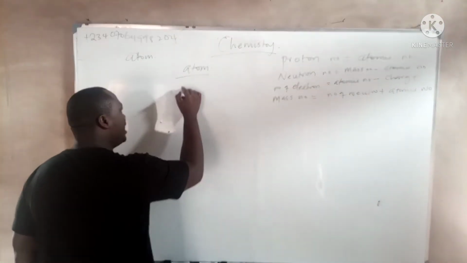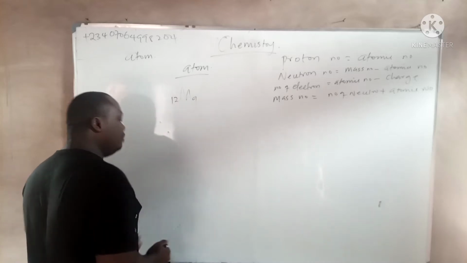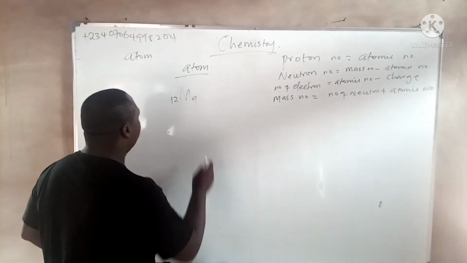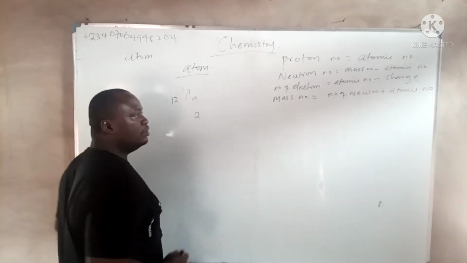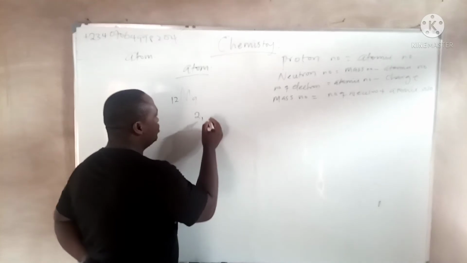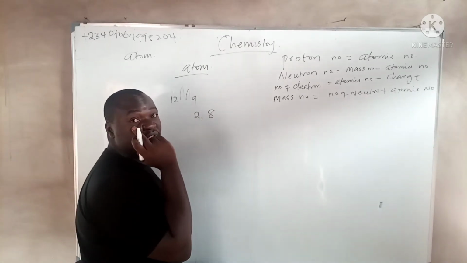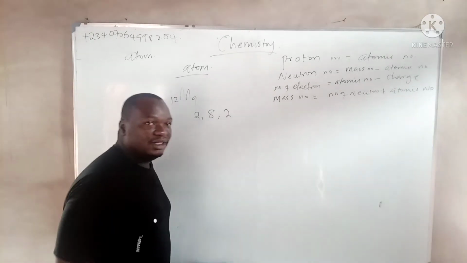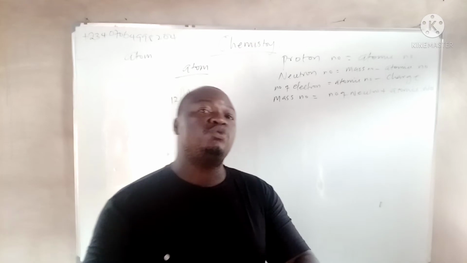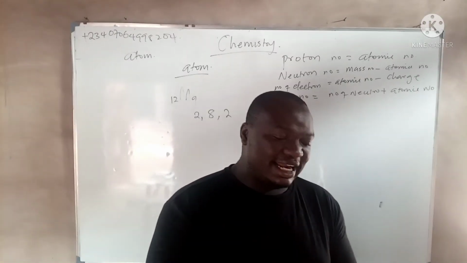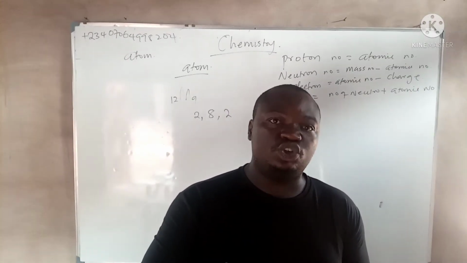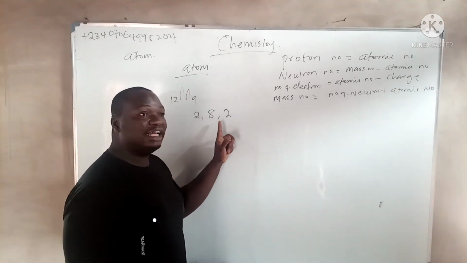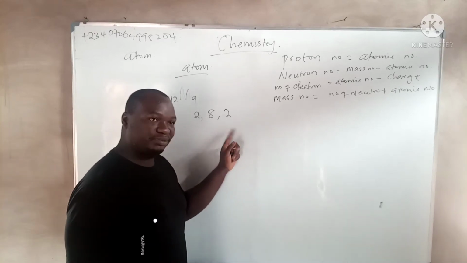For example, magnesium. The atomic number of magnesium is 12. And remember, the first shell will take a maximum of 2 electrons. The second shell, the maximum is 8 electrons. Now, the atomic number is 12, so 2, 8, 2. Now remember, for an element to be stable, it either attains the octet structure or the duet structure. You can see the outermost shell of magnesium has 2 electrons.